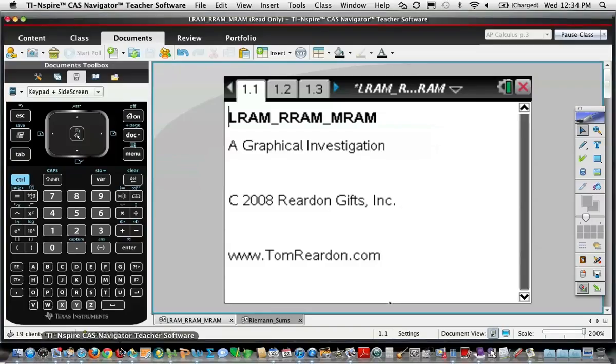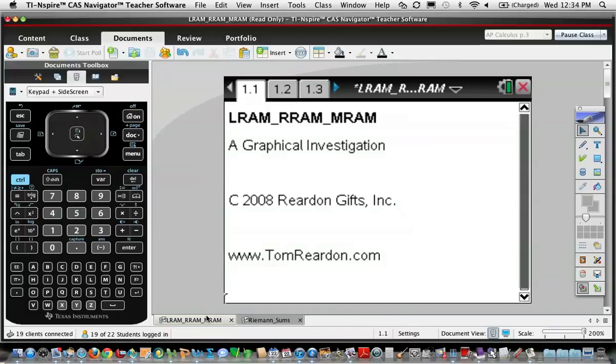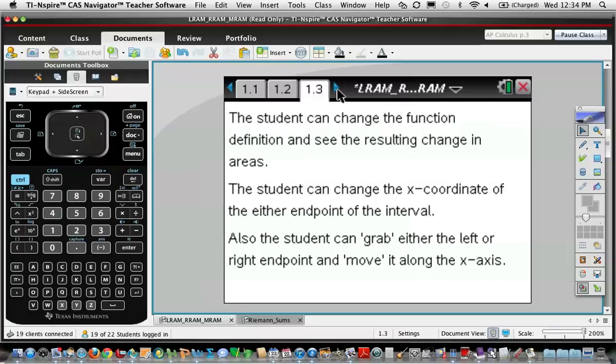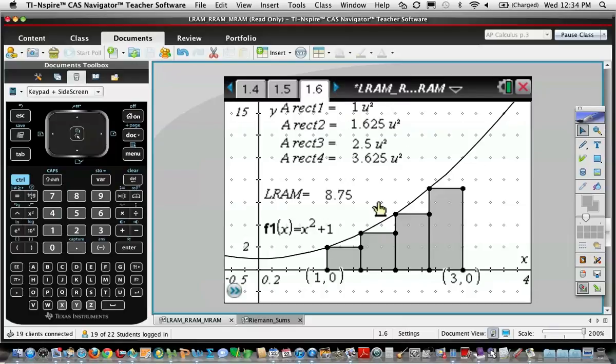All right, so on those little things that I sent you on your calculator, let's take a look at those. Go ahead and pull up the first one. Go into your documents, and in the AP Calc folder, there should be one called LRAM, RRAM, MRAM. Okay? Now, if you hit Control right arrow and scroll across through these pages you don't really need, you get to page 1.6.